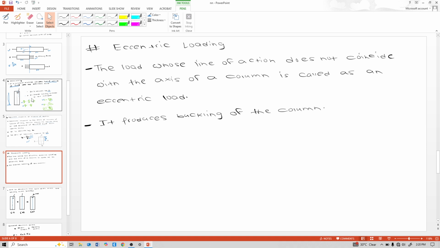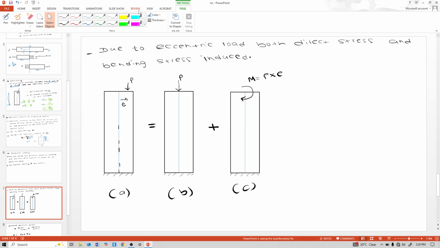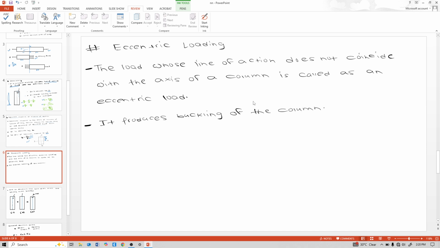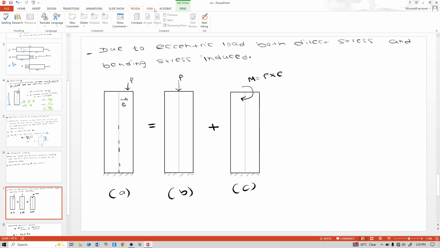So now see this eccentric loading. Eccentric loading is the load whose line of action does not coincide with the axis of the column. Here the load does not coincide with the centroidal axis. Between the load and the centroidal axis there is some distance e, and it produces buckling in the column.